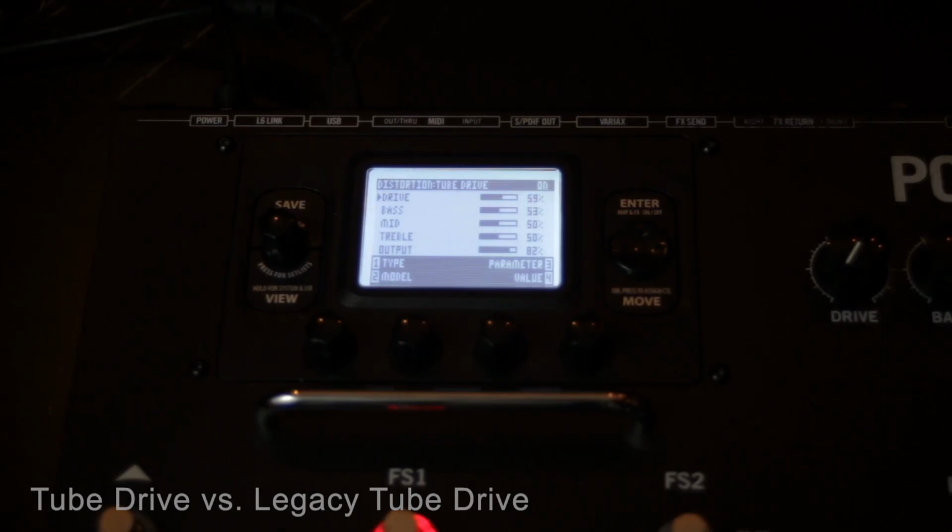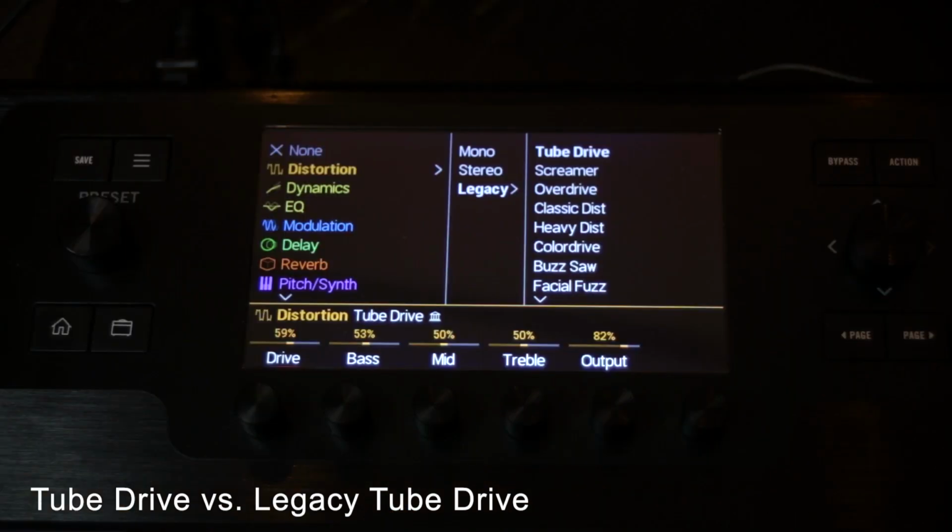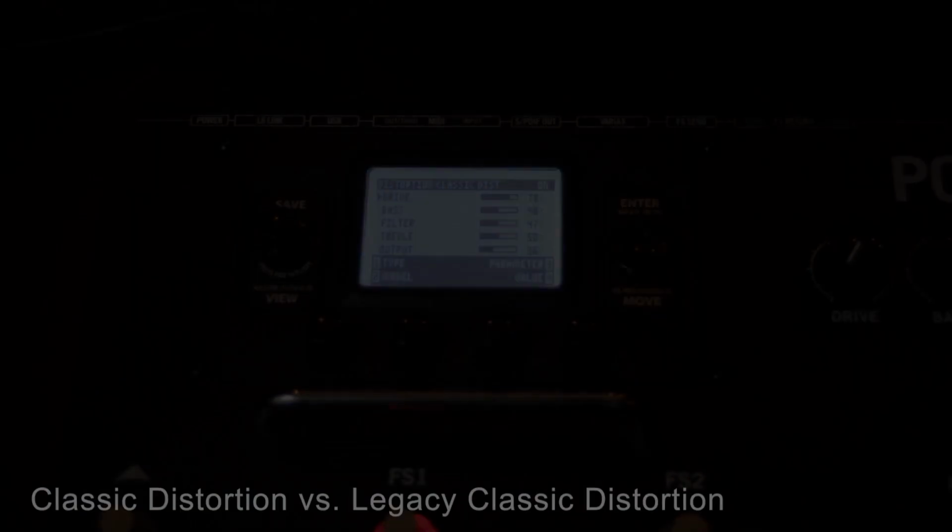For example, here's the tube drive on the 500x versus the legacy tube drive on the Helix. And here's the classic distortion on the 500x versus the legacy classic distortion on the Helix.